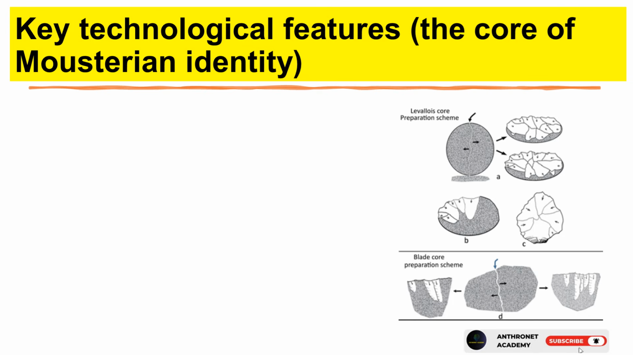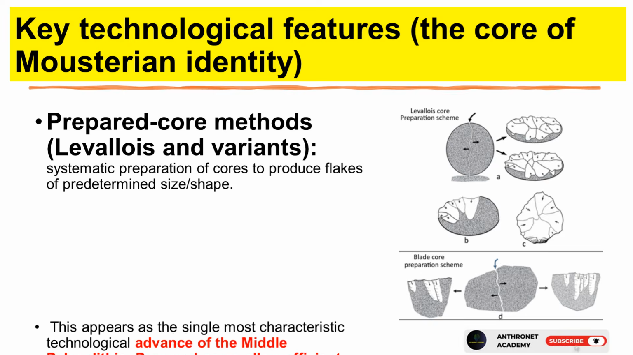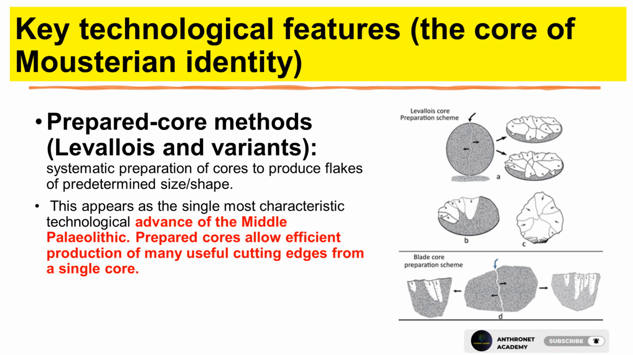Key technological features, the core of Mousterian identity. Prepared core methods, Levallois and variants: systematic preparation of cores to produce flakes of predetermined size and shape. This appears as the single most characteristic technological advance of the Middle Paleolithic. Prepared cores allow efficient production of many useful cutting edges from a single core.